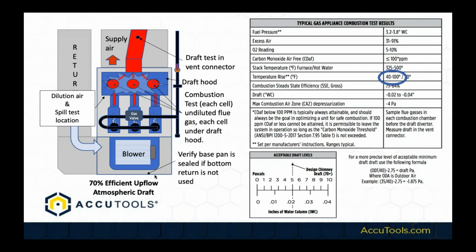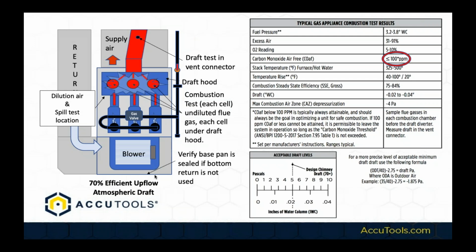The temperature rise will be in that 40 to 100 degree range. These appliances typically run a higher temperature rise. That was one of the really nice things about them, they really delivered hot heat. And they'll draft around negative 0.02 to negative 0.04, which is what we want to see. We want to make sure we have enough draft pressure to pull the combustion gases out and exhaust them out of the house. Combustion efficiency is going to be in that 75 to 84% range.